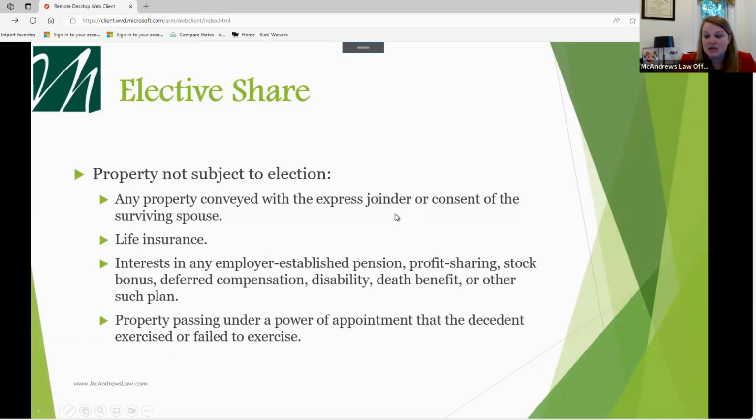There's certain property that's not going to be subject to the election of the elective share. So that's any property that's conveyed with the consent of the surviving spouse, life insurance. So if the spouse wasn't the beneficiary, I'm always going to go by the beneficiary designation, interest in any employer established pension, profit sharing, stock, deferred compensation, disability, death benefit, or other such plan, and property passing under a power of appointment that the decedent exercised or failed to exercise.